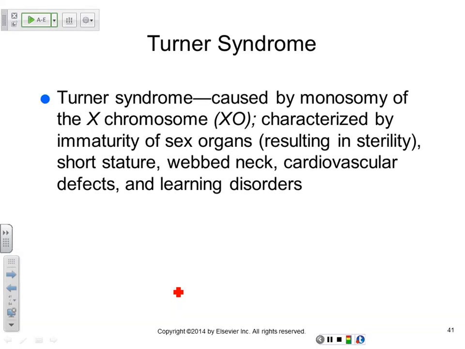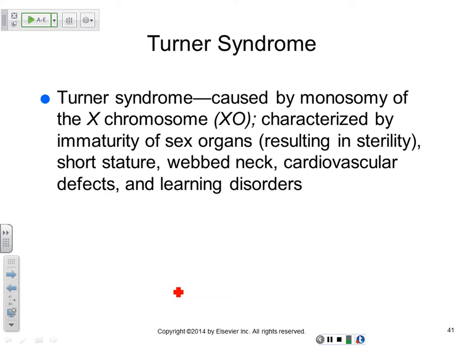So that's Klinefelter syndrome. Turner syndrome, oh, we'll talk about it. I don't have a picture for it, but Turner syndrome was in the question. It's a monosomy. You have XO instead, and it happens in females. They have kind of a webbed neck, very short stature, sterility, and sexual immaturity. They don't mature sexually.